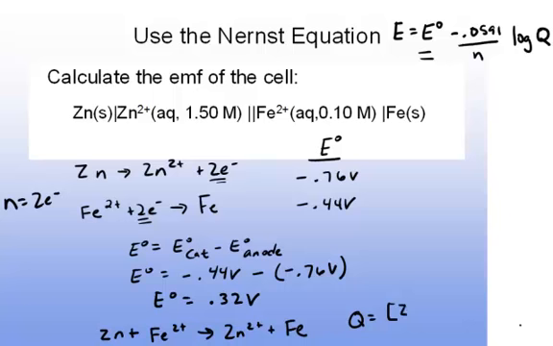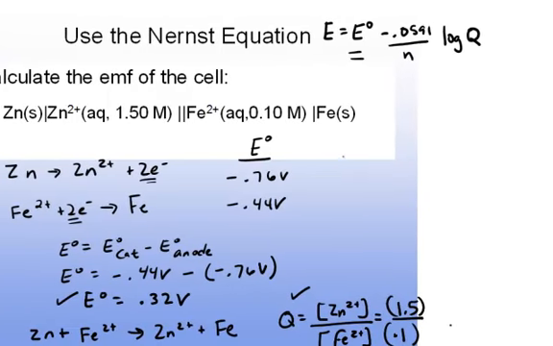The product here is just the zinc ion, because the iron solid has an activity of 1, divided by the reactant, which is the iron 2 plus. So the concentrations for this particular cell, for the Q here, would be the zinc is 1.5 molar and the iron is 0.1 molar. Okay, so now I've got my Q, I've got my standard E, and I have my N. I can plug all these into the Nernst equation.